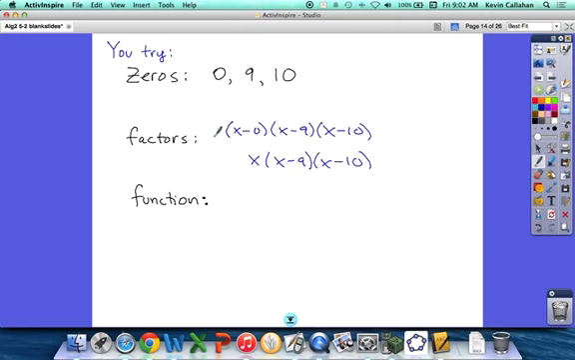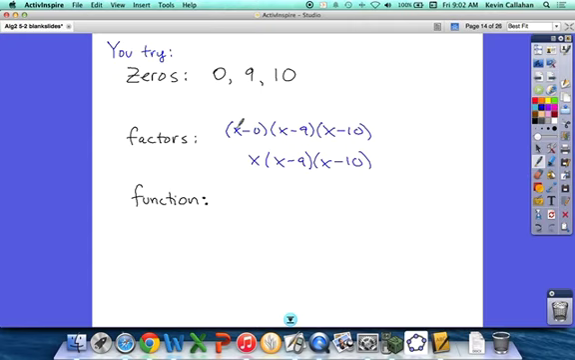I will accept it from you guys, but you shouldn't be doing it. Okay. You'll never see that on the SOL. You will never see that in the SOL. They're not going to write x minus 0. You'll never see x minus 0. You just see the x.